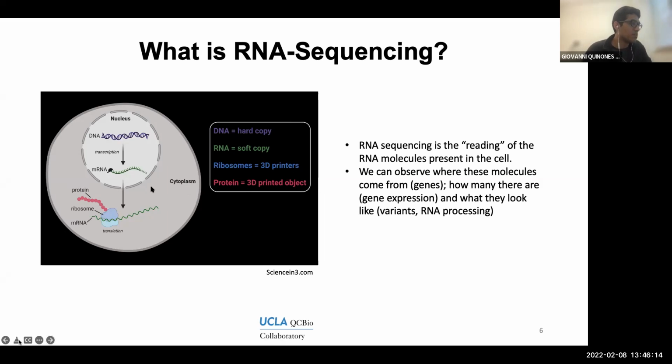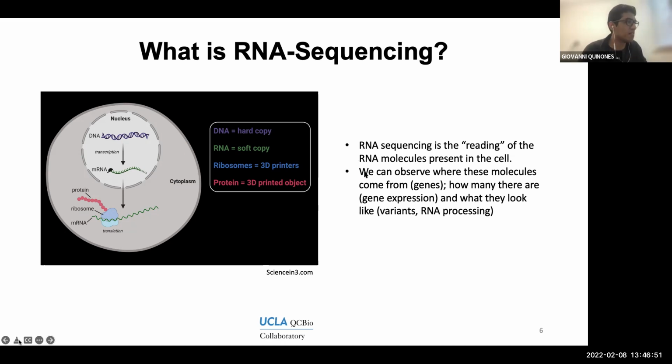So the reason why we're starting from this point is that I want to show you that we're targeting this particular molecule, the mRNA, which is the intermediate step in the central dogma. The process of RNA sequencing pretty much means the sequencing, the reading of this RNA molecule. We're trying to see exactly what this RNA molecule looks like. So what does it mean to read the molecule? What information are we gaining?